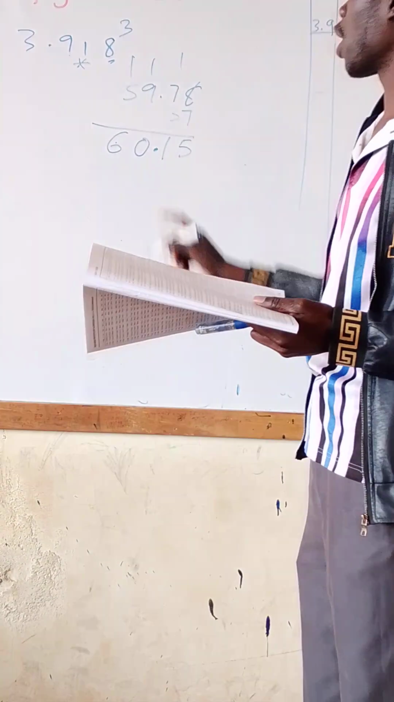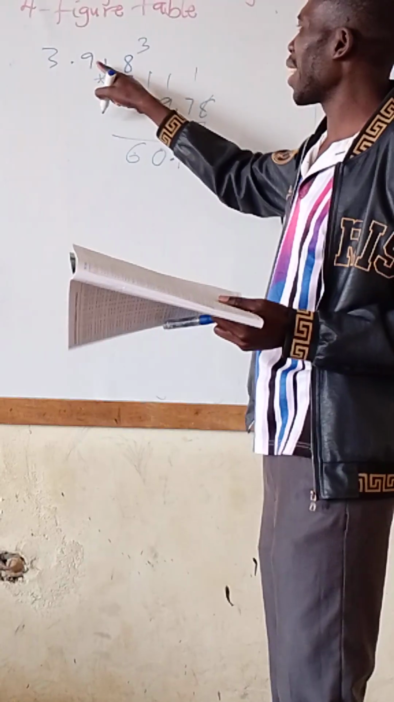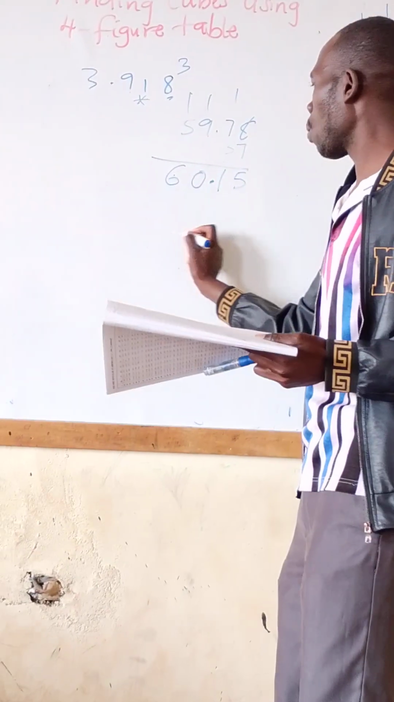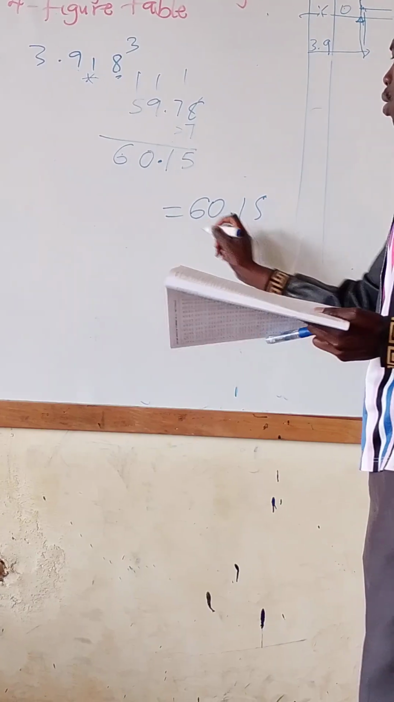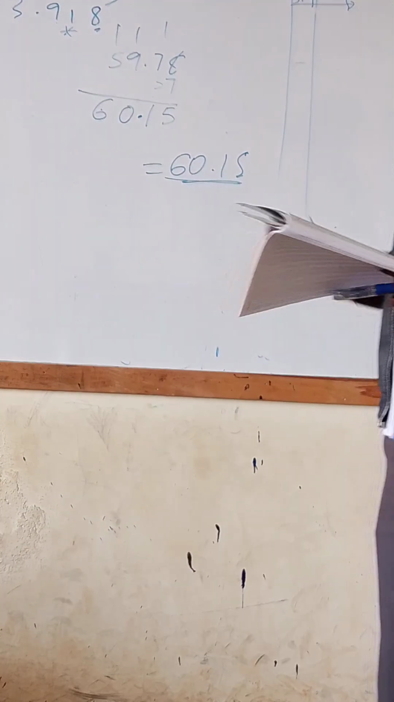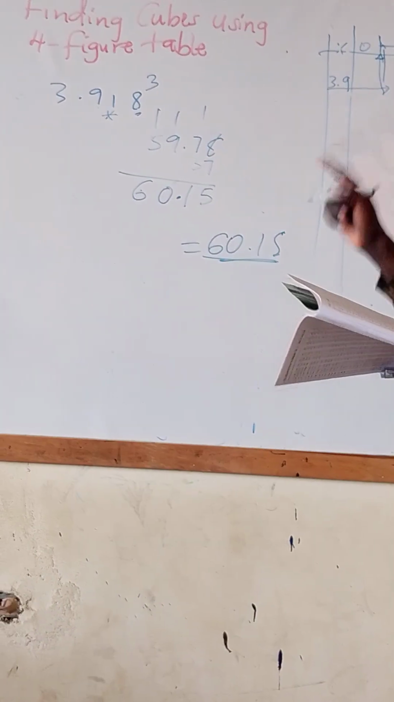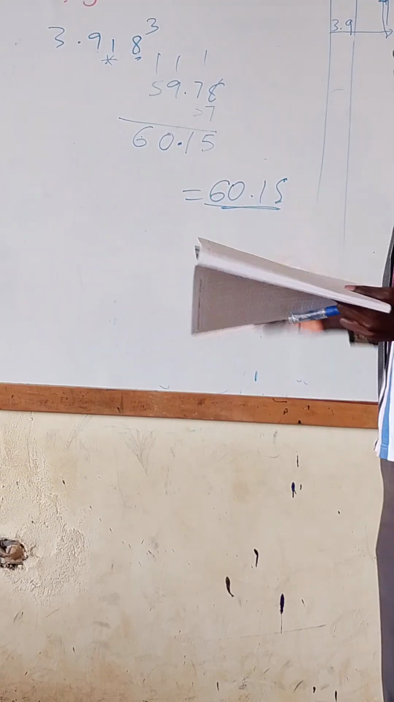Therefore, our answer for the cube root of 3.918 is supposed to be 60.15. So that is the cube of the 3.918. We can get it as well.